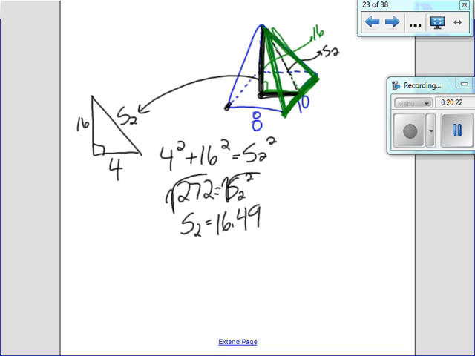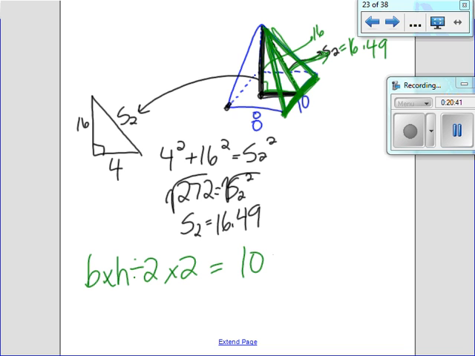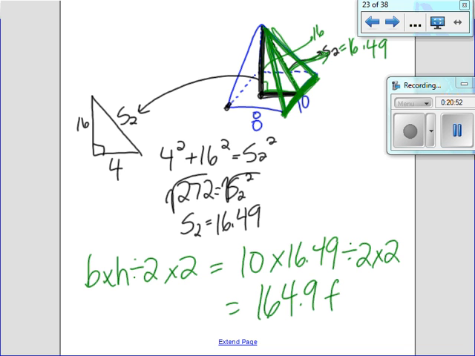So I know the base is 10. I know the slant height of this triangle right here is 16.49. So I'm going to go base times height divided by 2, and then multiply by 2 again, because there's left and right. So I'm going to have 10 times 16.49 divided by 2 times 2. And that's going to end up equaling 164.9 feet squared.